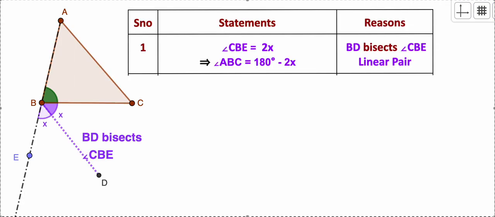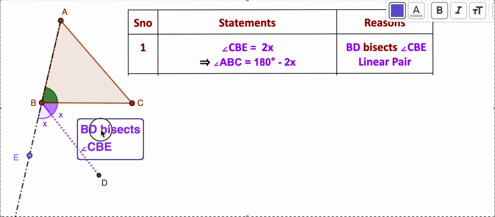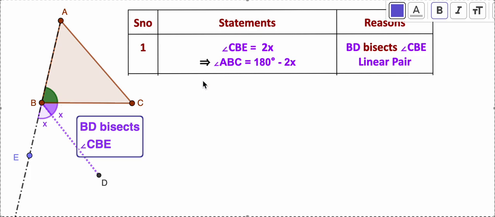However, since we are talking about angle bisectors, हम इस exterior angle को two parts में divide करेंगे using this angle bisector. Now because this was making a linear pair, तो ये जो green angle है, this will become equal to 180 minus 2x. Because ये total angle CBE is equal to 2x.